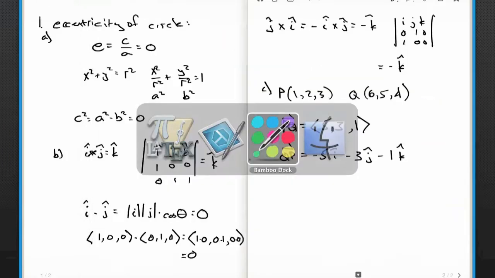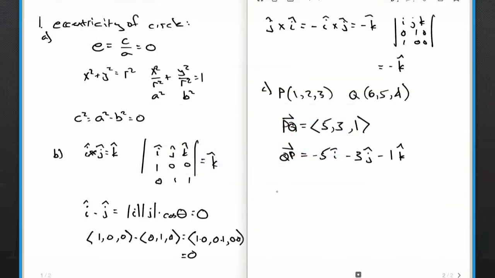PQ cross QP. Well, what is that? The definition is the magnitude of PQ times the magnitude of QP times the sine of the angle between them. And all that will give me a big scalar, times the unit vector normal to both of them.